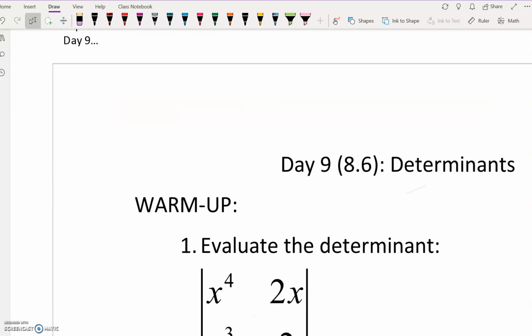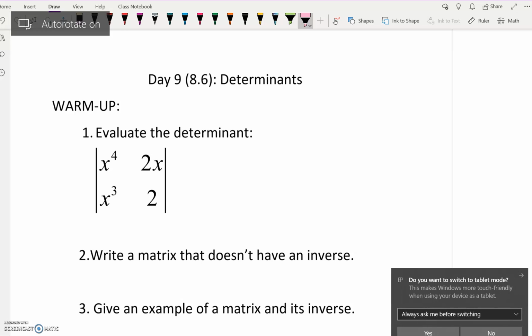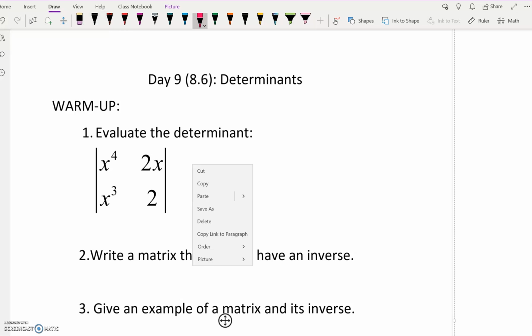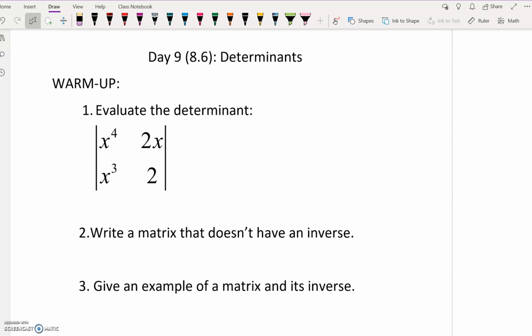Going on a different, little bit more upbeat note, we are going to do some practice with our determinants. So this first one, I actually really like some of the ones like this, because they're a little bit more interesting. I'm asking you to do a determinant of a 2x2 matrix. And then your second and third warm-up questions are to write a matrix that does not have an inverse, and to give an example of a matrix and its inverse. So go ahead and pause the video, try these problems out on your own, and then unpause the video when you're ready to check your work.